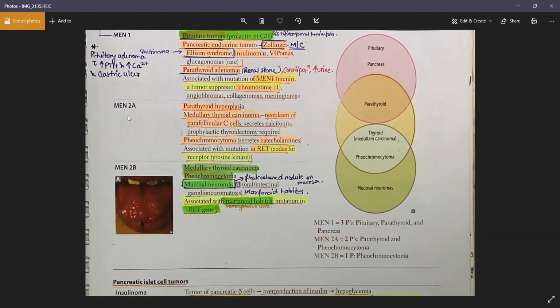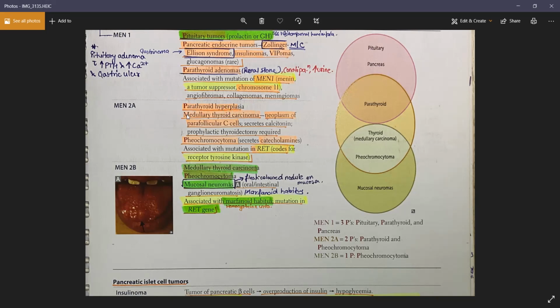For the MEN2, it is due to a RET mutation, and RET is the proto-oncogene which codes for the receptor tyrosine kinase. Whenever it gets mutated, you can have a MEN2A or MEN2B. For the MEN2A, you have a parathyroid hyperplasia. Please note, it is not a cancer, it is not a tumor, it is just hyperplasia.